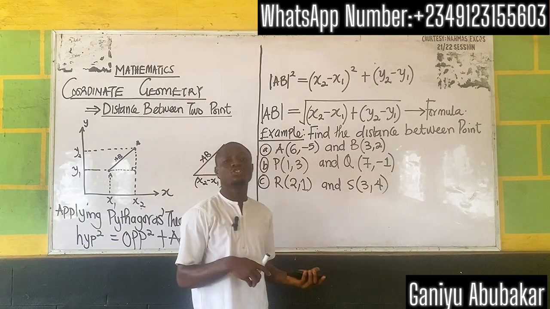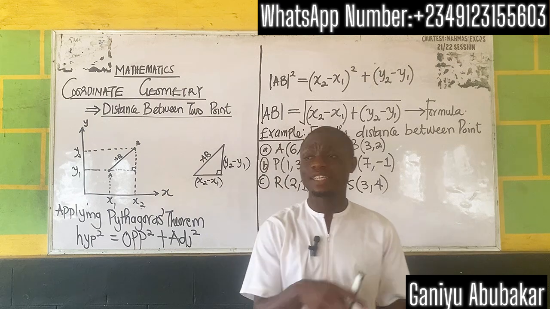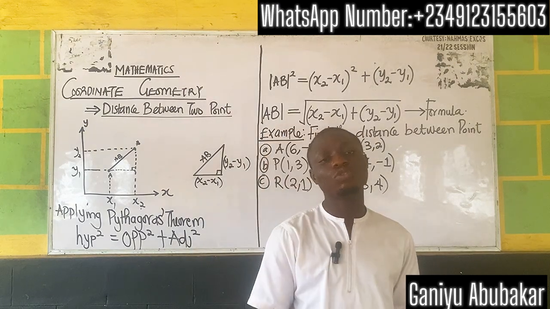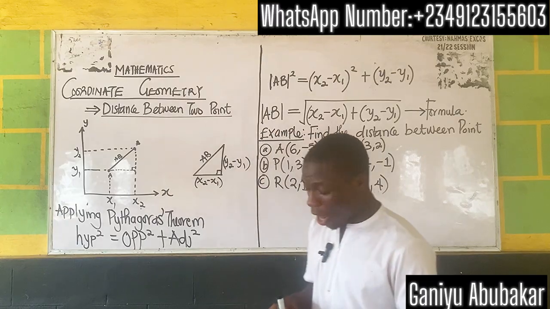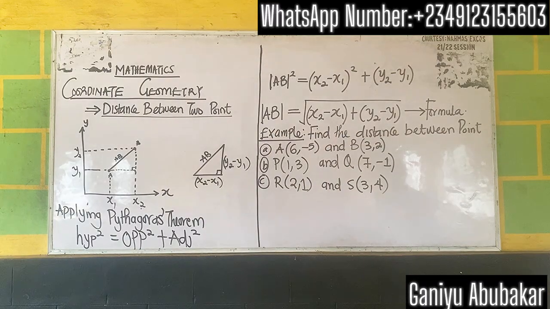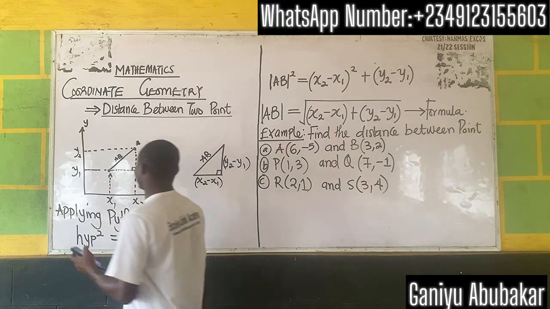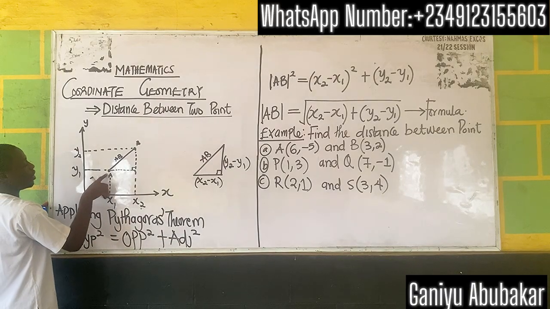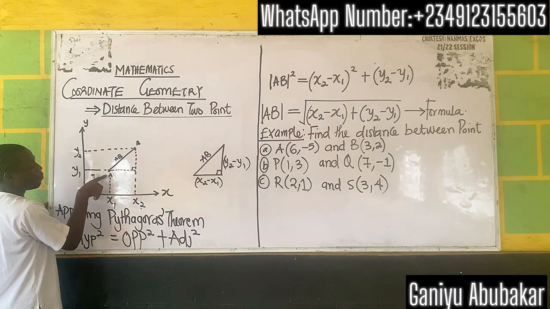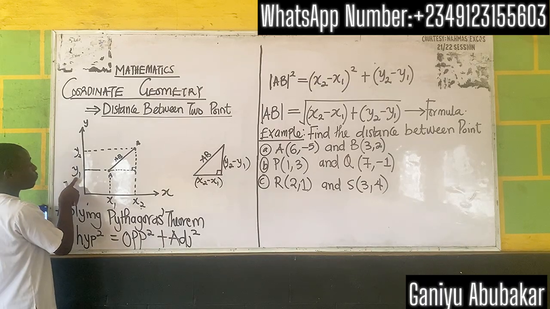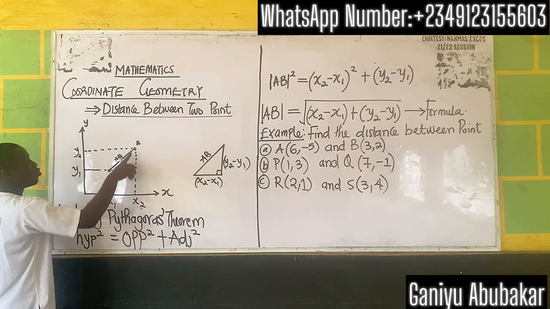So your first task is to identify which one is x1, which one is x2, which one is y1, which one is y2. Before then, please note, look up. Here's the concept. From your diagram here, see point A. Point A gave you x1, y1, and B gave you x2, y2.